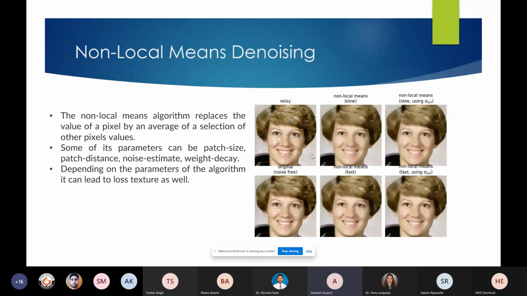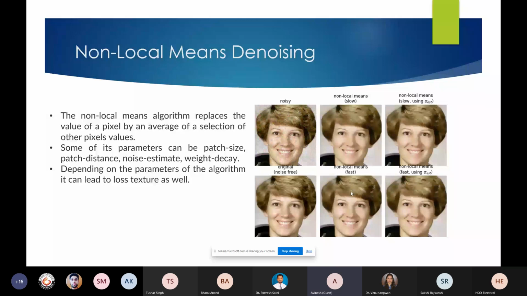Generally, this method has various parameters like the patch size or block size, patch distance, noise estimate parameter, and a weight decay. And based on different values of these parameters, or based on whether noise estimation was done or not, if the denoising is very strong, it can actually get rid of some of the texture as well. Like you can see here, this was the original image.